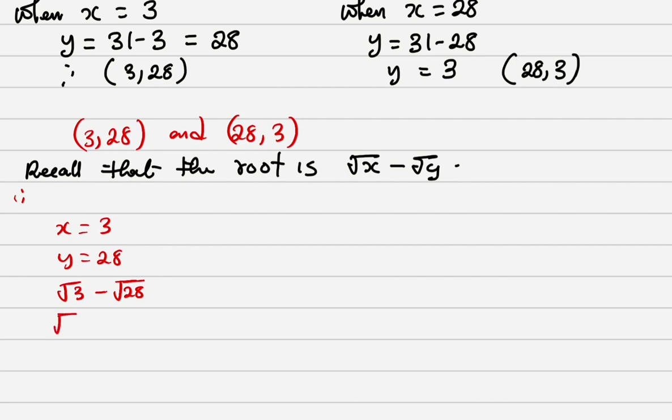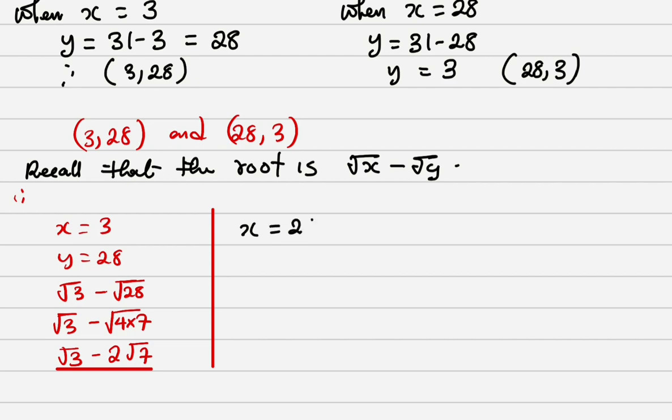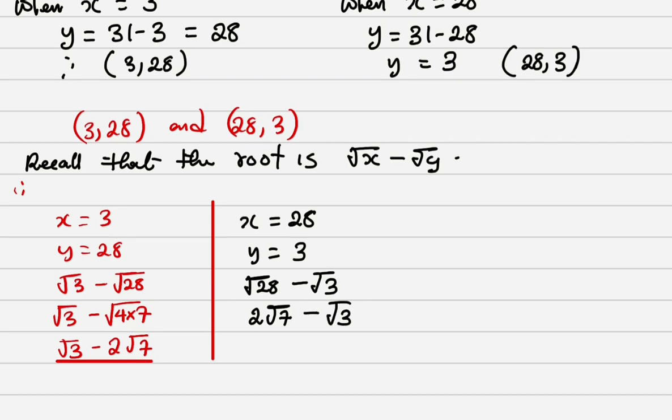This is what I'm going to have. But you can break it further. This is root of 3. This minus, of course, root of 28 is root of 4 times 7. So it's going to be root of 3 minus 2 root 7. So this is the final thing, that is when I pick this. Now, on the second side, if I pick the second option, x is equal to 28 and y is equal to 3, then I'm going to have root of 28 minus root of 3. And just like I did the first one, this is going to be 2 root 7 minus root of 3. So that is the answer.